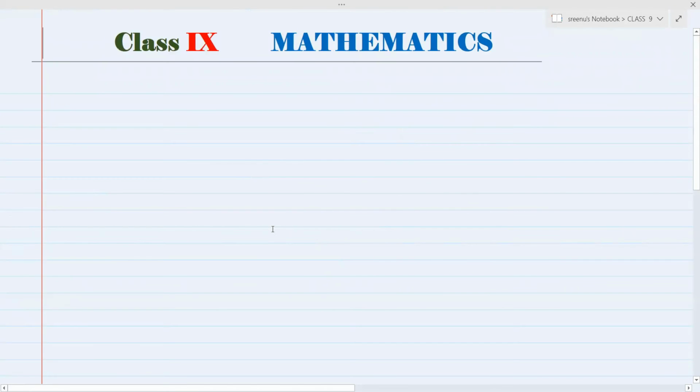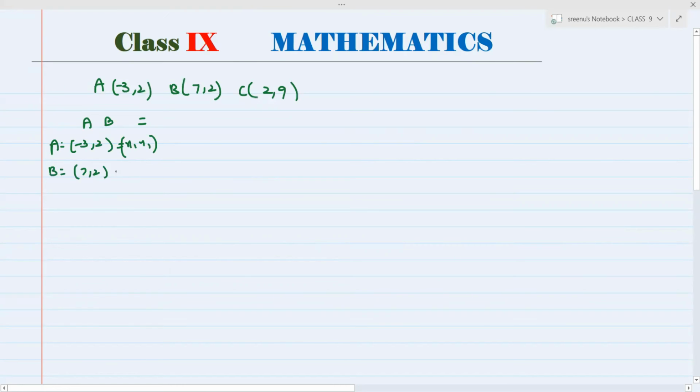Can you please tell me the points? A is minus 3, 2. B is 7, 2. C is 2, 9. First AB I will do. A value minus 3 comma 2 is x1 y1. B value 7 comma 2 is x2 y2.